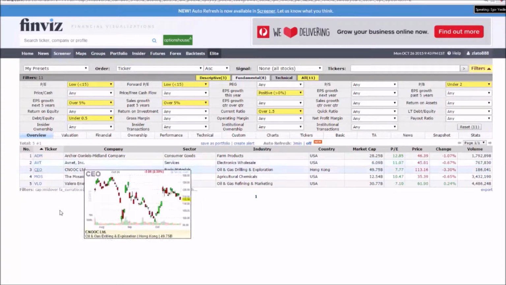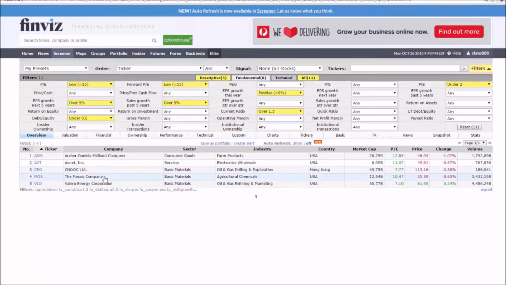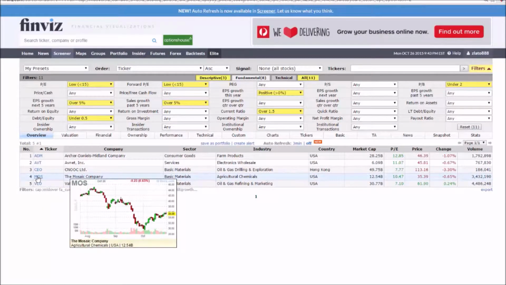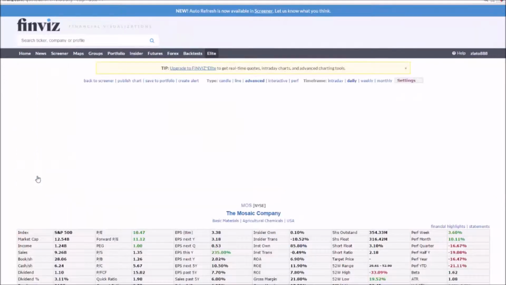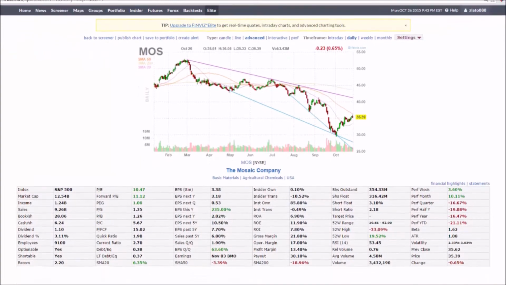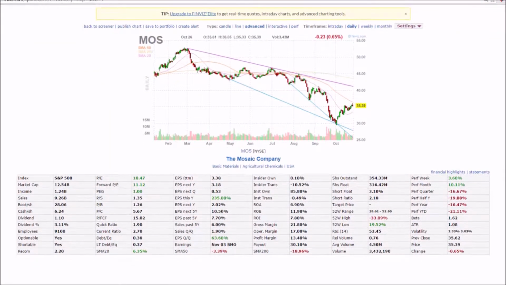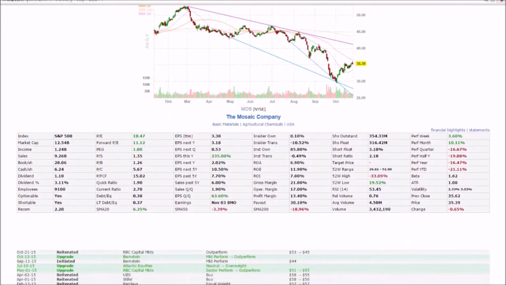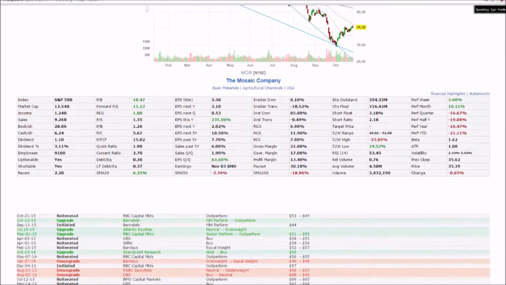So, for example, let's have a look. Do you know any of these companies yourself? I just heard about Valero Energy, but the rest of them... Oh, Mosaic Company, Basic Materials. I heard of this company. Okay, let's have a look at, for example, Mosaic. So that's what we see about this.